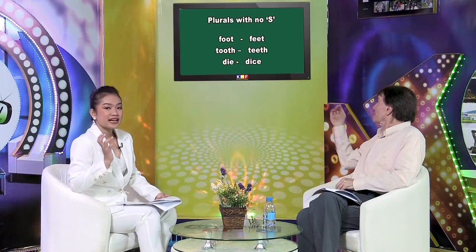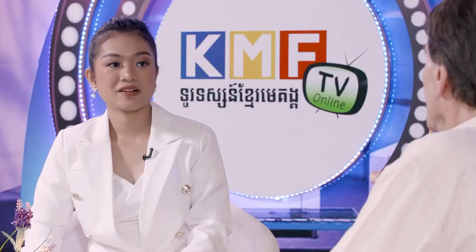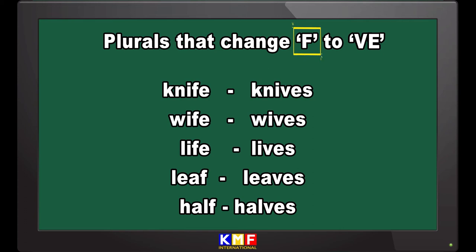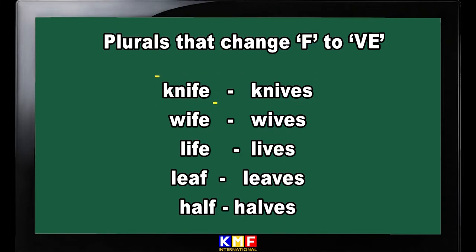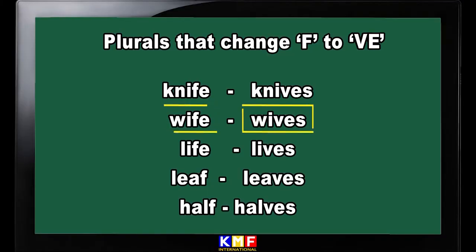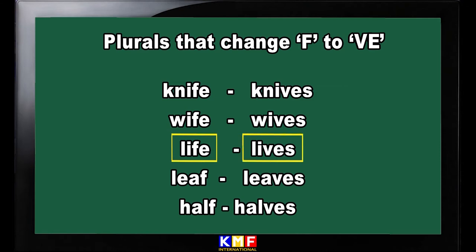Now we'll look at a different kind of plural when the F sound changes to something else. So if you take knife, you don't say knifes, you say knives. The F sound changes to a V E sound. Again, it's one knife and two knives. And the same with wife. One wife, three wives. One life and four lives.